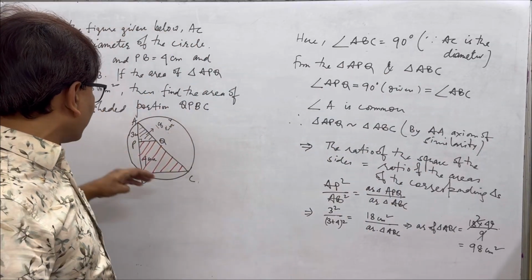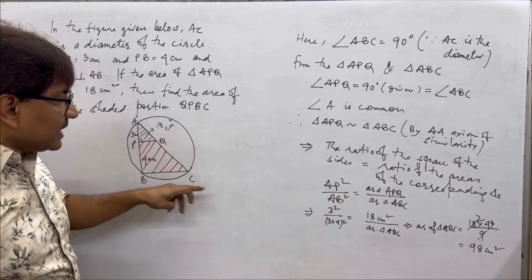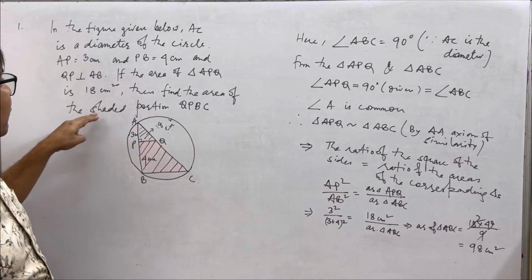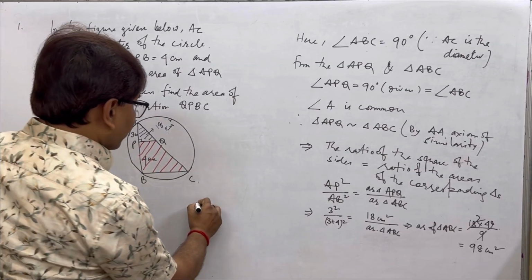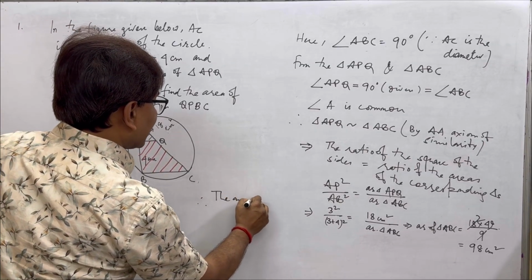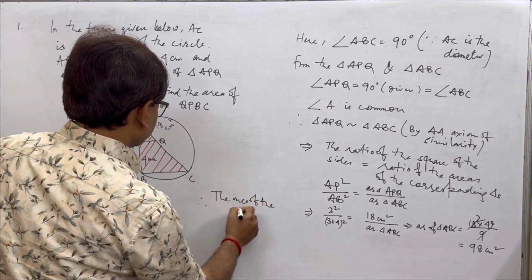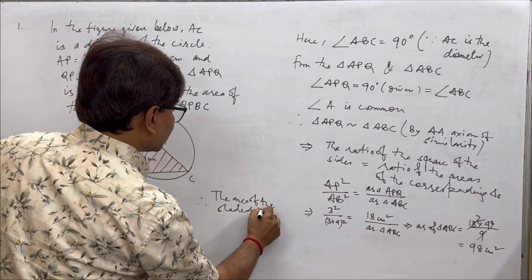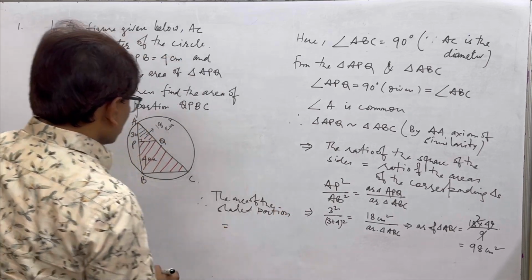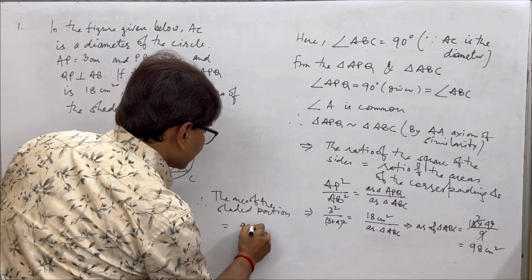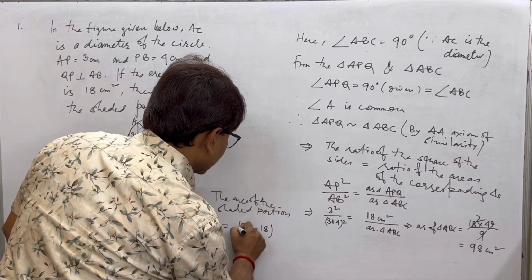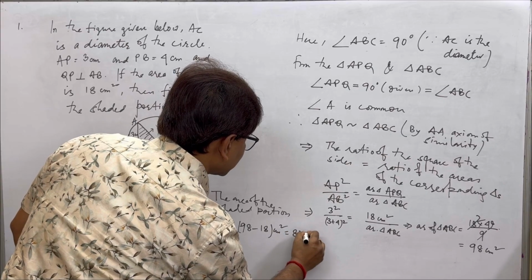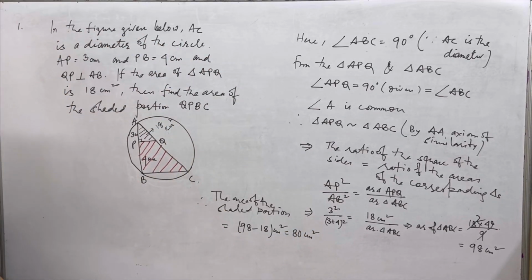We are getting that the area of triangle ABC is 98 square centimeter, but it is asked to find the area of the shaded portion QPBC. Therefore the area of the shaded portion equals total area 98 minus the area of triangle APQ, that is 18, square centimeter, equals 80 square centimeter. I hope you understood this sum. Now let's do the next sum.